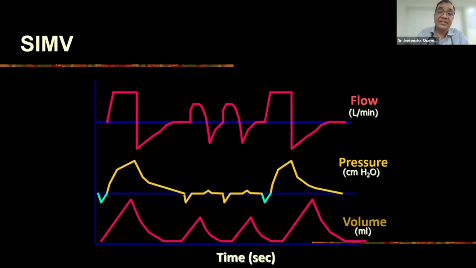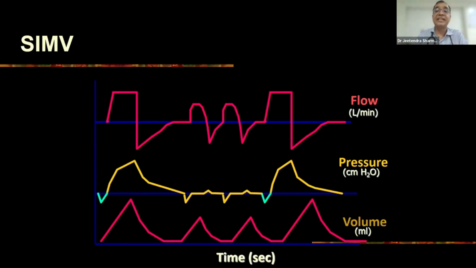If it is a volume preset, then follow the same rule. Flow would be constant. Flow limit is there. So SIMV can be of two types. In fact, three types. I'll tell you the three types. SIMV volume preset, of course, in between spontaneous breathing is allowed. SIMV pressure preset, in between spontaneous breathing is allowed. And SIMV plus pressure support, wherever your spontaneous breathing is, the pressure support breaths come in there.